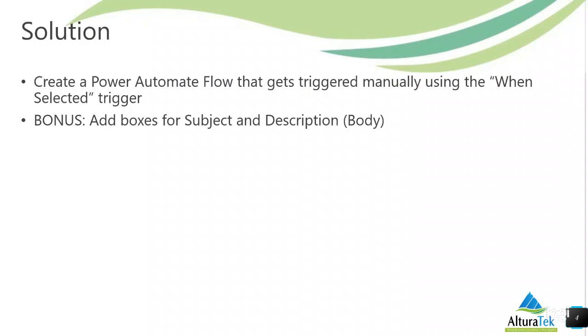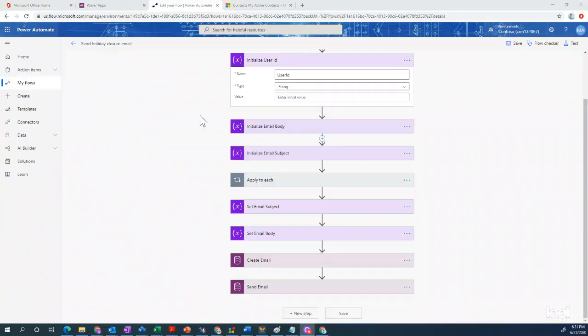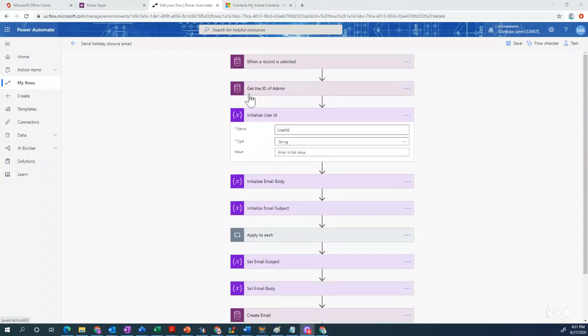So let's go ahead and take a look and see how that's done. I have a flow that I created on a different environment, and we're using a combination of two connectors. We're using the old Common Data Service connector that allows you to run it when you're selecting a record. And I'm also using the new current environment connector that allows me to do some advanced features in Dynamics.